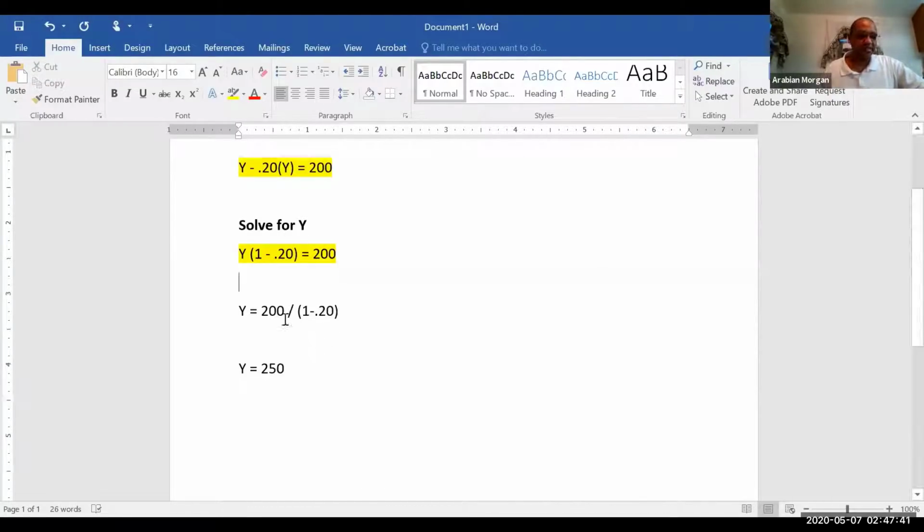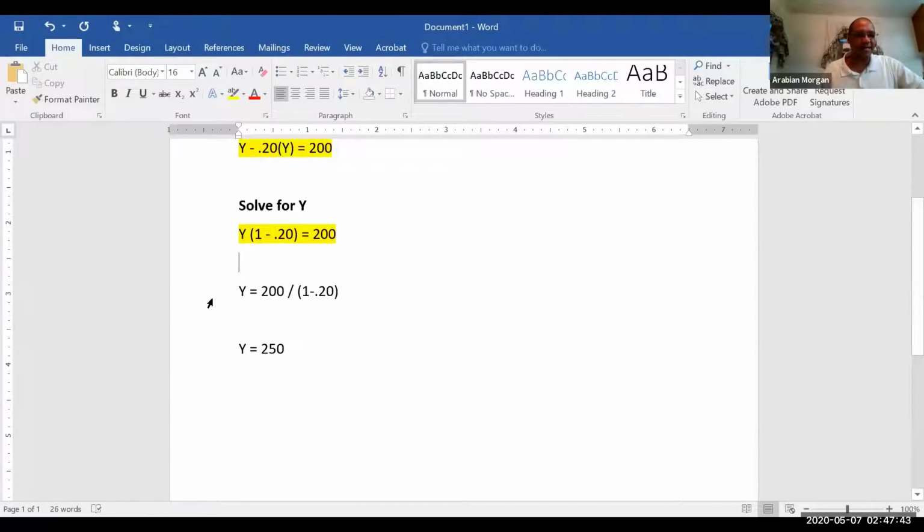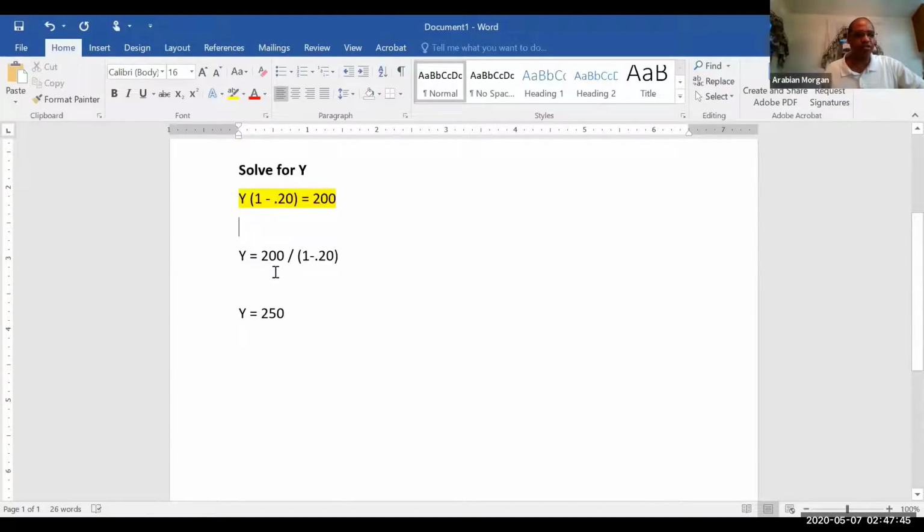Then I can continue to solve for y. I do it down here. I say y equals 200 divided by (1 minus 0.20), which is the formula that I was expressing before we took our break. And so y equals 250. That's how we got that. So that's the thought process behind how we get there.